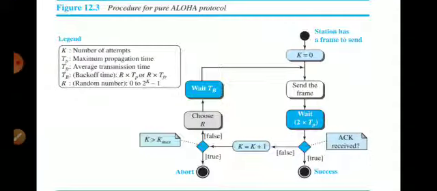And you can see this is the flow diagram of the Aloha protocol. Let us compare Aloha with CSMA/CD. I am making it clear that this is about the pure Aloha protocol, what we studied as the first topic in this module. Here K is the number of attempts, TP is the maximum propagation time between the two widely separated stations, and TFR indicates the average transmission time for a frame. TB is the back-off time, which is R times TP, where R is a random number.